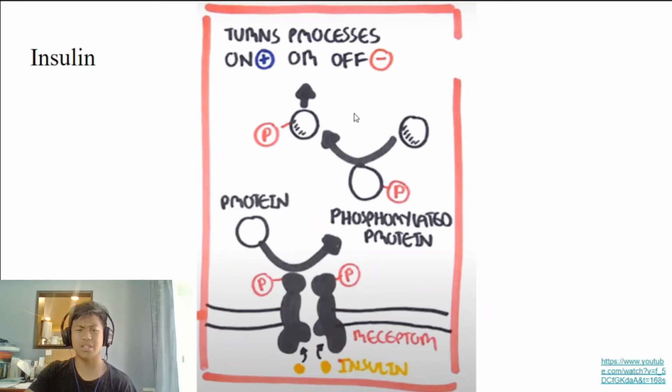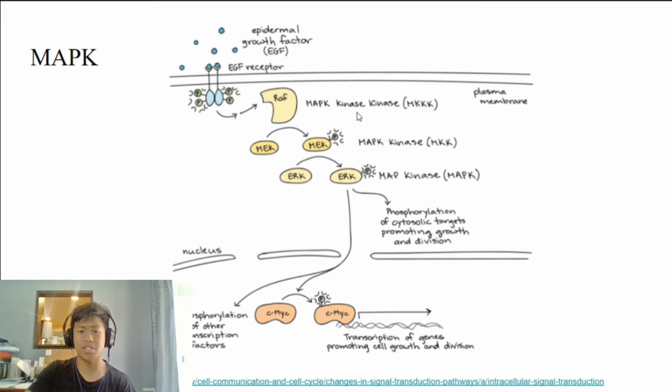In the MAPK signaling pathway, the epidermal growth factor binds to a receptor protein and ends with the transcription of genes promoting cell growth and cell division. Before it could reach that point, though, it had to go through the transduction pathway and down the phosphorylation cascade.